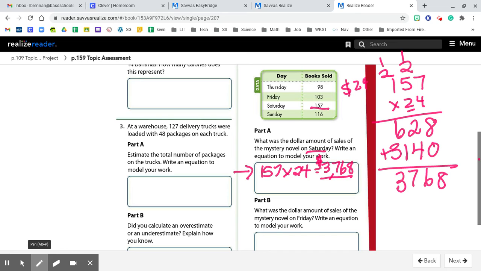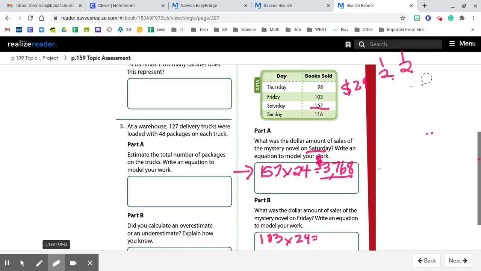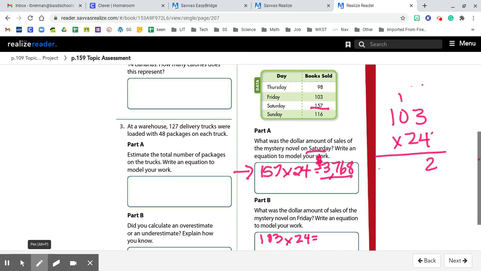What was the dollar amount of sales of the mystery novel on Friday? Write an equation to model your work. So on Friday, it's 103 times 24. So for 103 times 24, I'm going to do 4 times 3 is 12. Carry the 1. 4 times 0 is 0, plus 1.